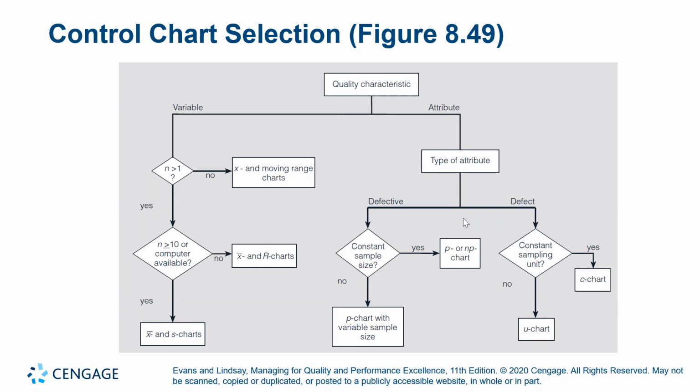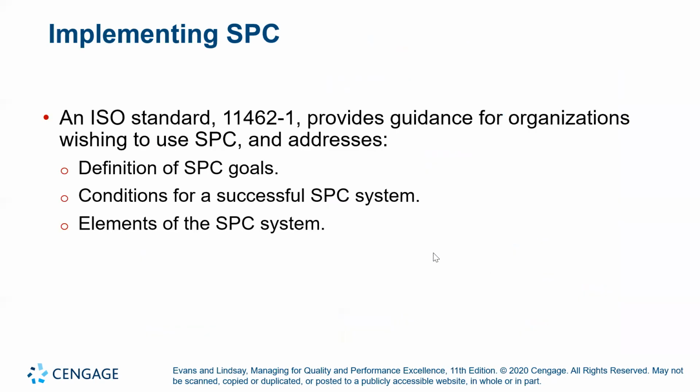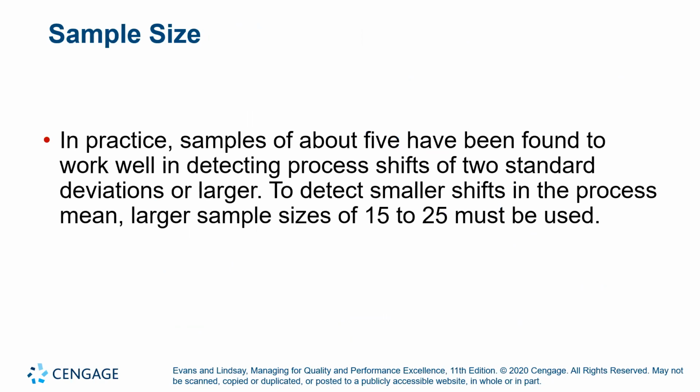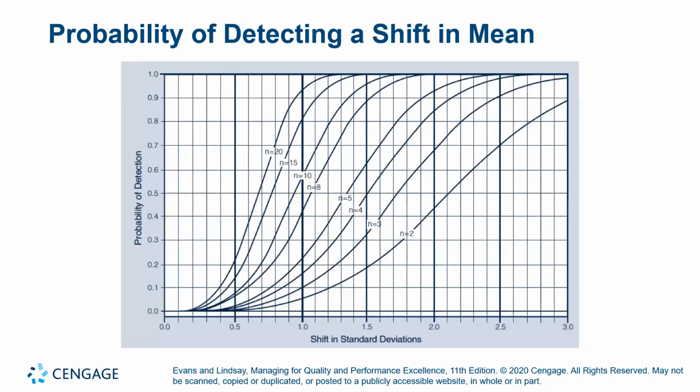Here, defective. Constant sample size? No, use the NP chart. If yes, P or an NP chart. These are for when you change the sample size, the probability of defection and standard deviation, you plot them.